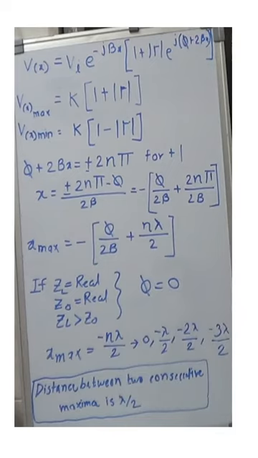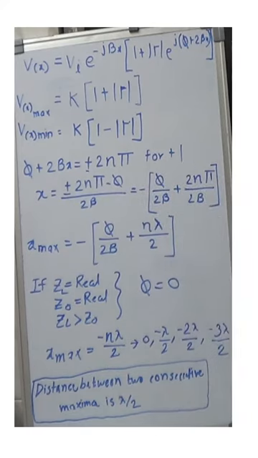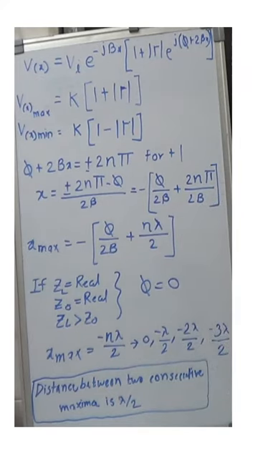So that is equal to minus phi by 2 beta, separately, plus 2n pi by 2 beta. So you will get X maximum is equal to, by putting beta is equal to, what is the value of beta?